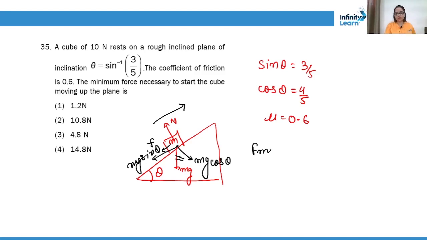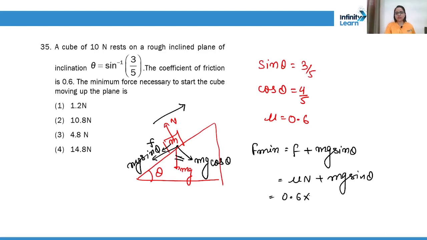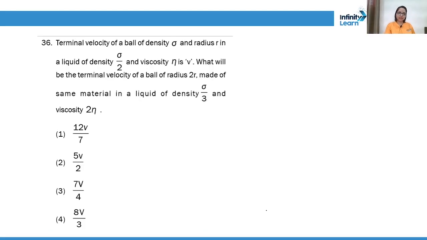So F minimum should be friction plus mg sin theta. Friction is mu into N plus mg sin theta. N is in this case mg cos theta. So it is mu mg, which is 10 into cos theta, 4 by 5, plus mg, which is 10 into sin theta, 3 by 5. So if you add this one, you'll get your answer as 10.8 Newton, which is option 2. Question number 36.